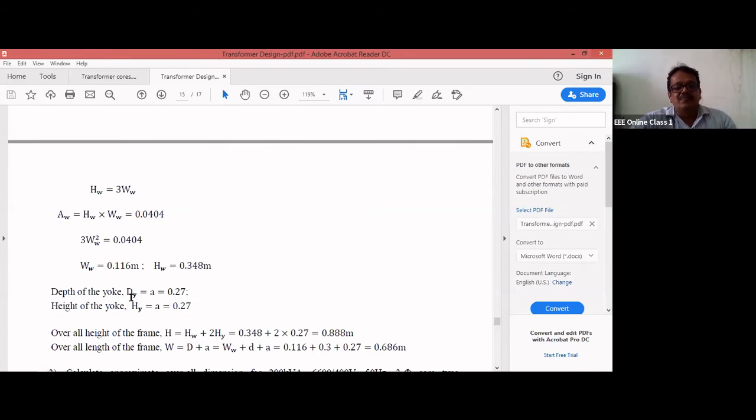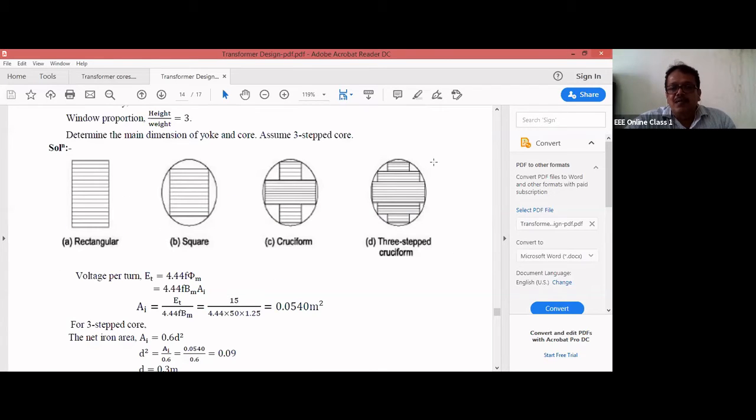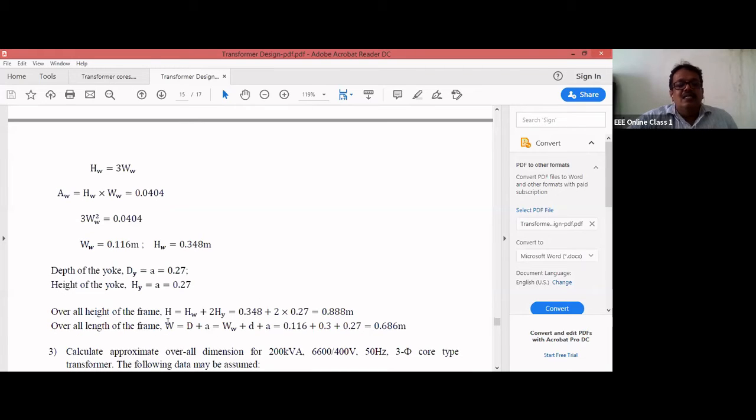Once again, the depth of the yoke for a 3-stepped core: the depth will be A, and width of largest stamping also will be A. So depth of the yoke dy is equal to A, 0.27, and height of the yoke hy is equal to A, 0.27. Then for single phase, this formula you already know: overall height of the frame H is Hw plus 2hy, and overall length W is equal to D plus A.